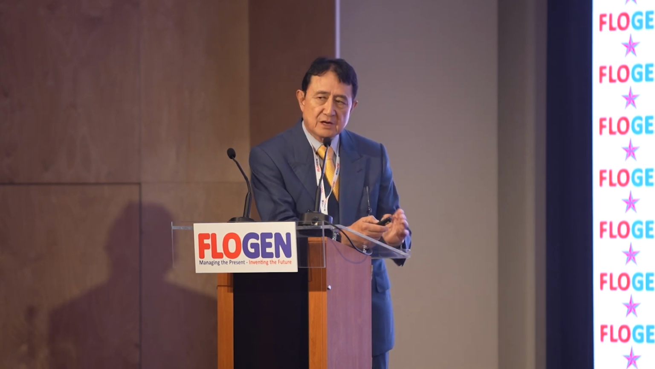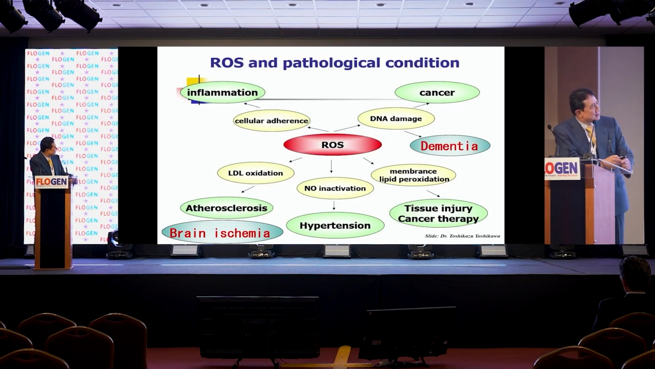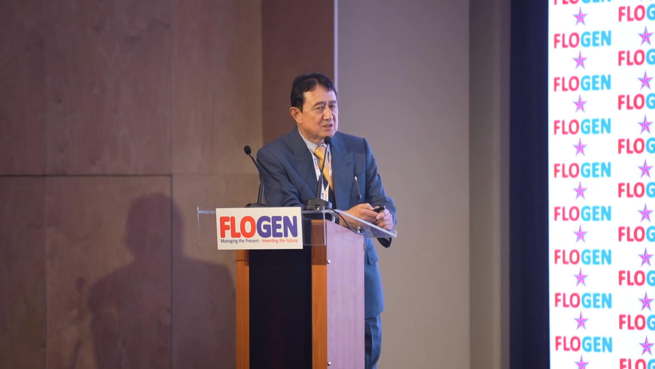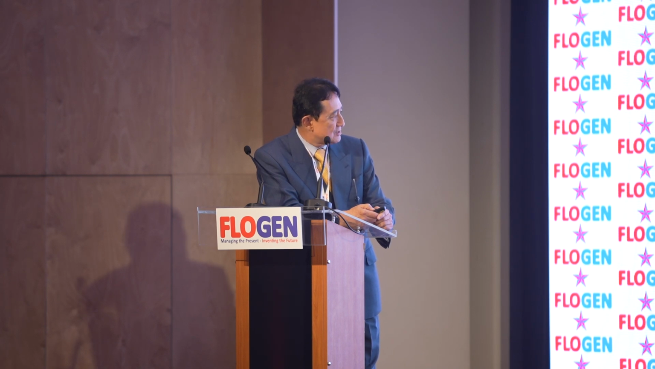And then oxidative stress is something you cannot see, but if you cut an apple and leave it in the air, it oxidizes and the color changes. This phenomenon will happen the same way in our body. Here, reactive oxygen species are a pathological condition. ROS make huge problems in humans: inflammation, cancer, tissue injury, cancer therapy, hypertension, arteriosclerosis, and brain ischemia.